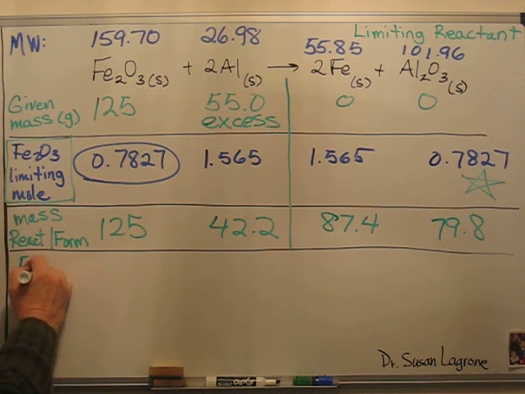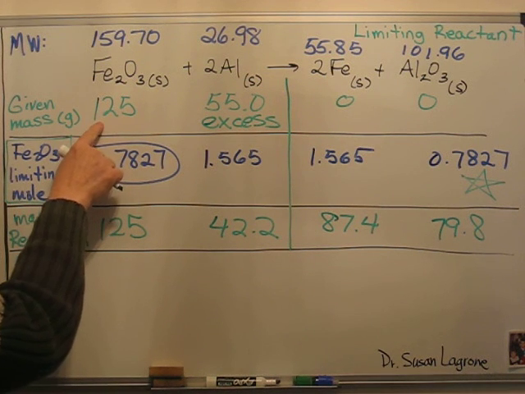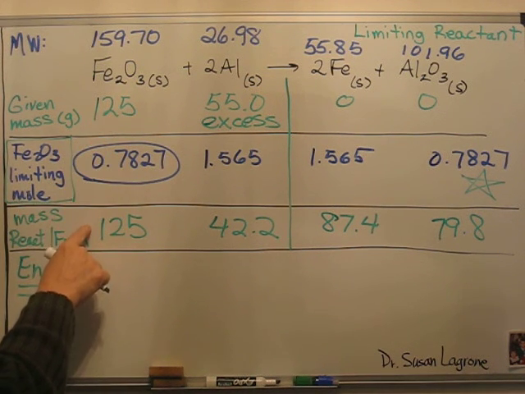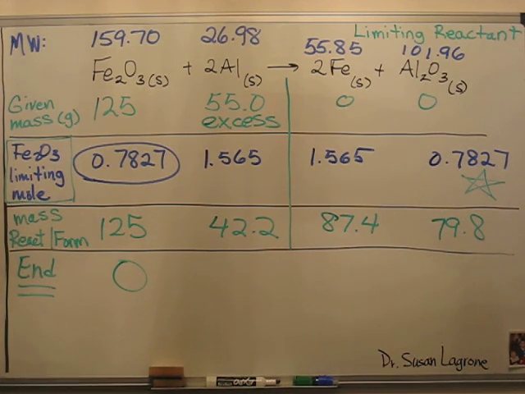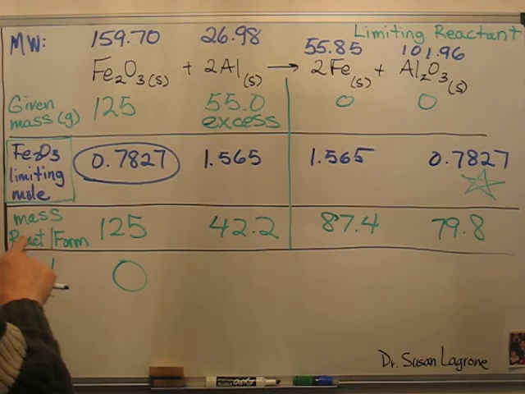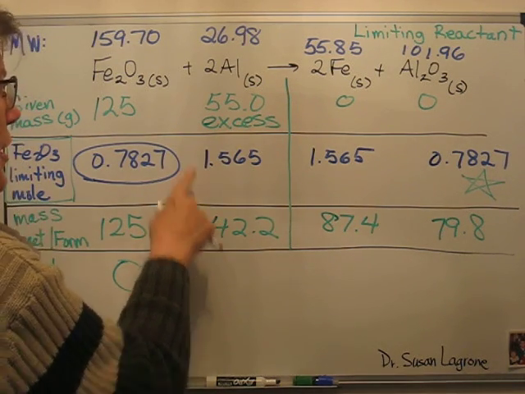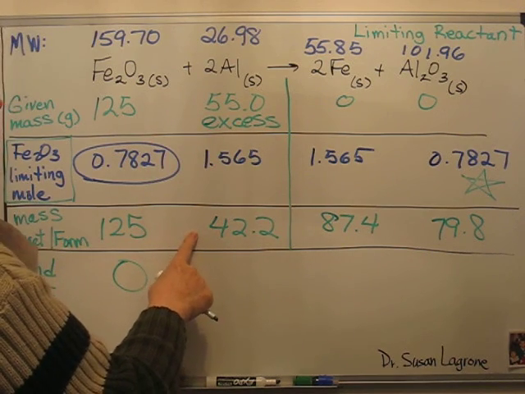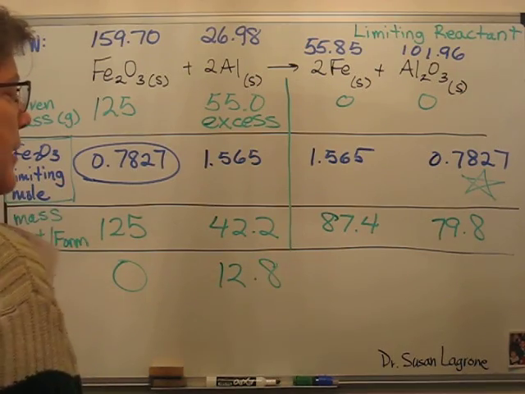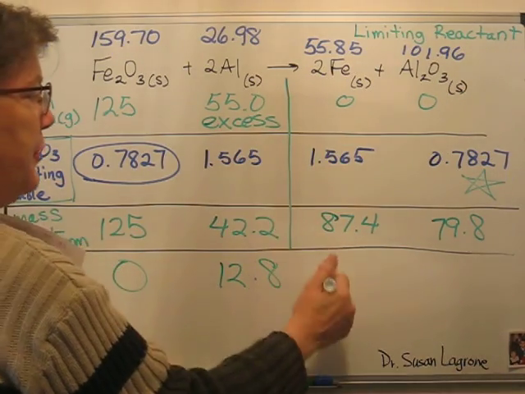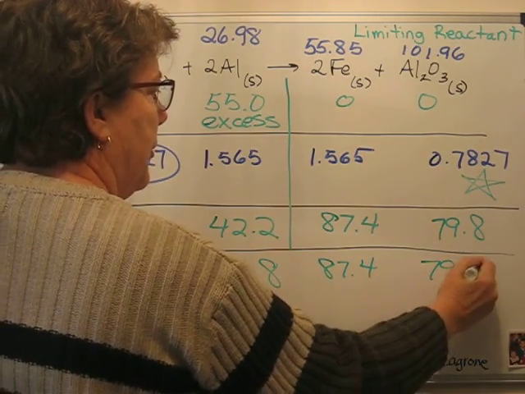So what do you have at the end after everything is complete? I started with 125 grams. I used 125 grams. Reacted 0 is left over. I started with 55. I reacted 42.2 grams. I consumed those. So what you have at the start minus what's consumed leaves in excess 12.8 grams. Didn't have any iron, produced 87.4. Didn't have any aluminum oxide, produced 79.8.